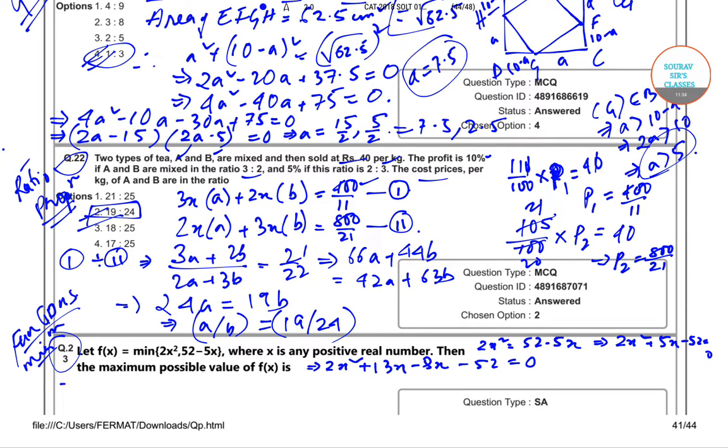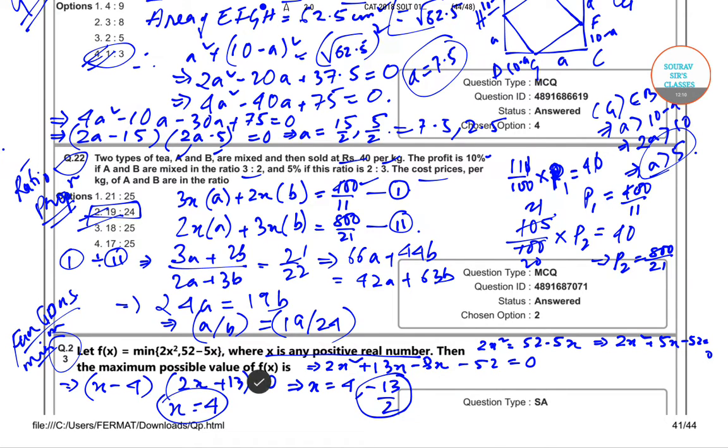So if we break it down, we take x common on one side and then take minus 4 common on the other side, then we have x into 2x plus 13 minus 4 into 2x plus 13 equal to 0, and that implies that x is either equal to 4 or equal to minus 13 by 2. But here it has been said that x is a positive real number. So x cannot be equal to minus 13 by 2. x has to be equal to 4.